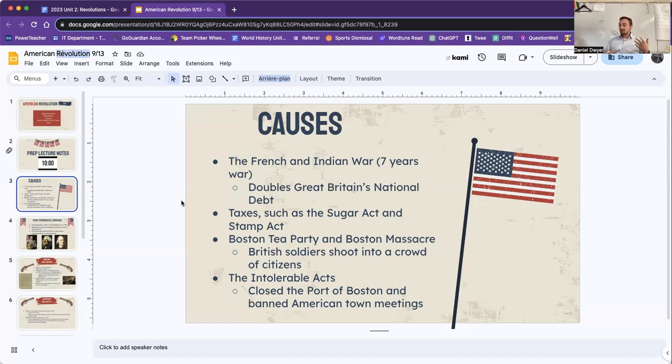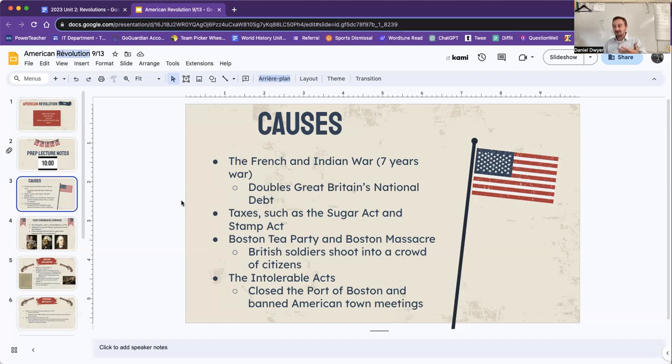So this is going to lead to two big events in Boston, the Boston Tea Party and Boston Massacre. Boston Massacre being where British soldiers are going to shoot into a crowd of citizens. And this is going to not make them happy, right? Again, you'll hear more about this in US history. But after these events, it is going to lead to the Intolerable Acts, as they called them, which is going to close the port of Boston and is going to ban American town meetings.